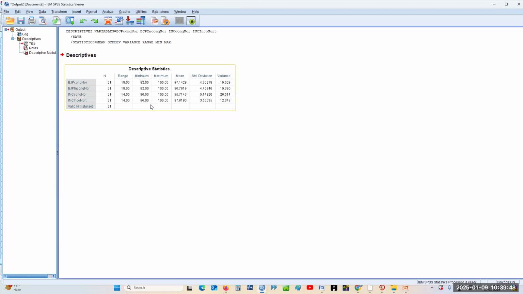Now we got it. What is the mean accuracy of BJP congruent? It's 97%.